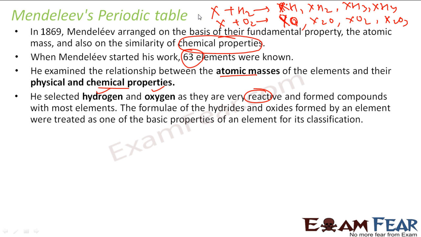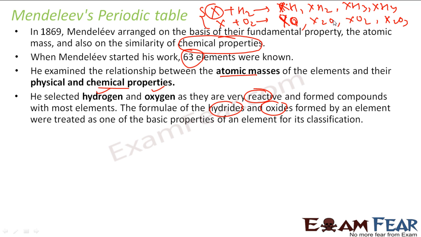So based on the reaction of the element with hydrogen and oxygen, he grouped the elements, correct? And then he also used the atomic mass to arrange them, correct? So the formula of the hydrides and the oxides which he got was one of the critical parameters for classification of the elements.